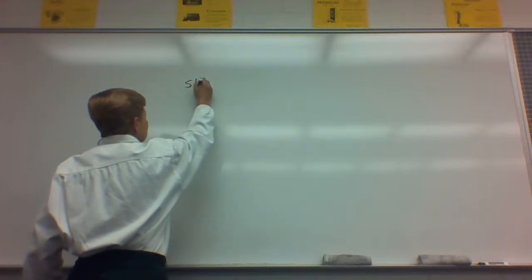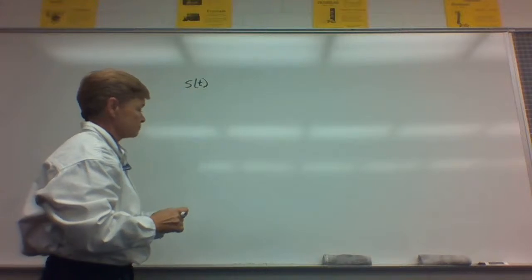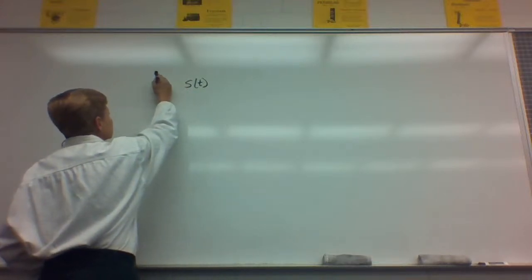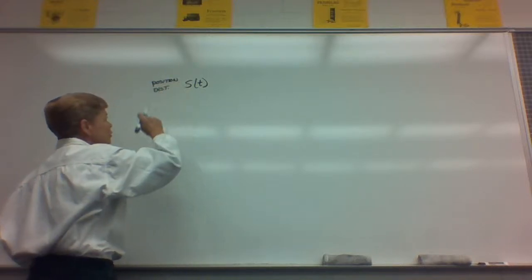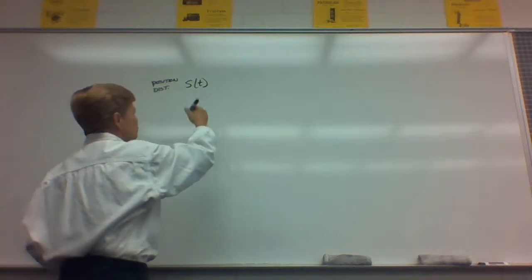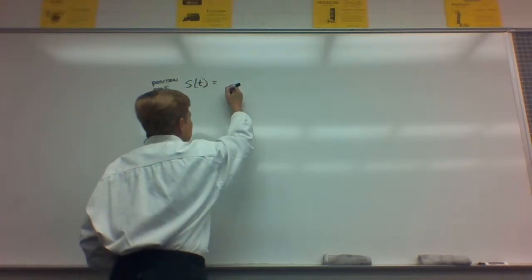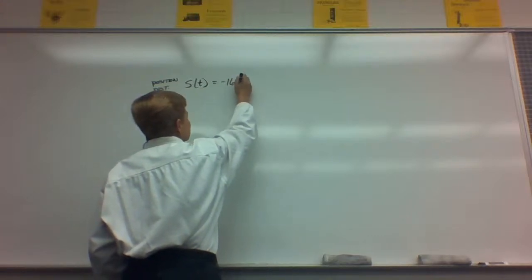S of t. S is what you're going to use in physics all the time for position. So this is position. It's also reference. It's good for distance. Anything. When you want to know where the thing is, this is what you use. And t is time, and it's usually measured in seconds. And if you're measuring things on this Earth in feet, the formula is negative 16 t squared.